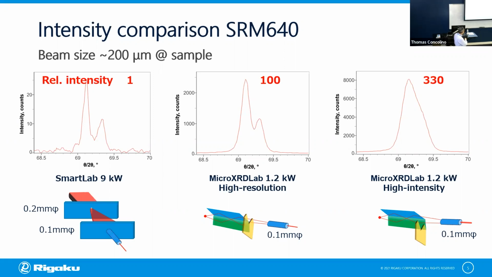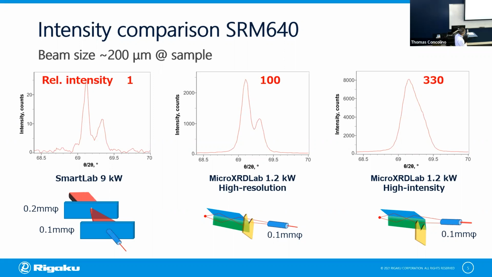So compared to this configuration, assuming this is a relative intensity scale of 1, on this micro XRD lab, with a 1.2 kilowatt microfocus source and side by side confocal mirrors, it achieves 100 times more intensity. This is a standard reference material, NIST 640 silicon powder, and this of course is the diffraction at 69 degrees. And yeah, so we achieved 100 times more intensity.